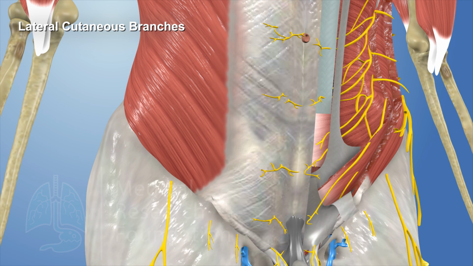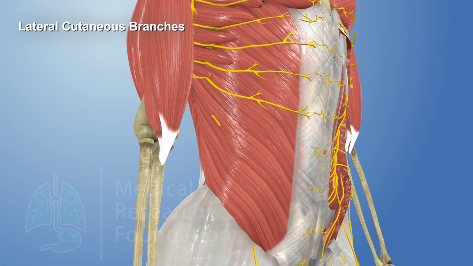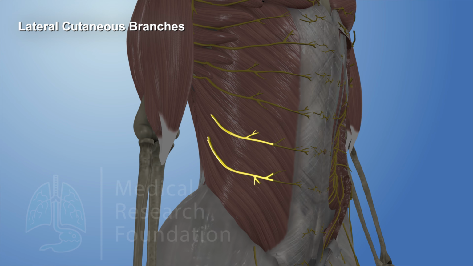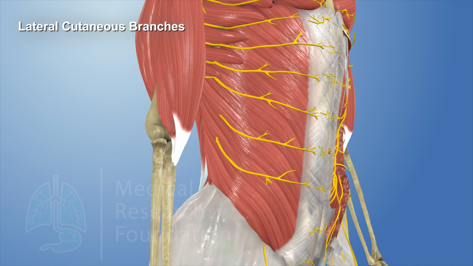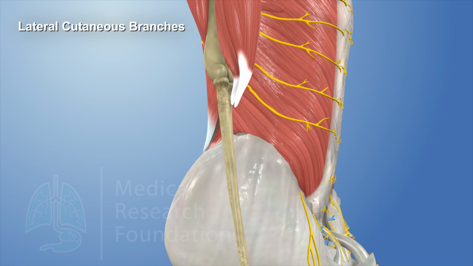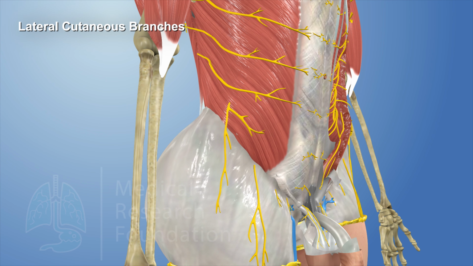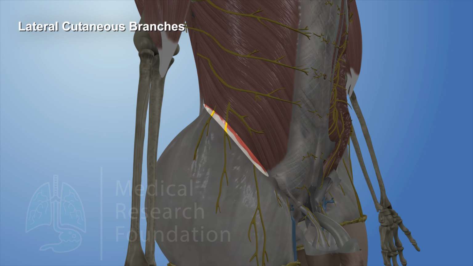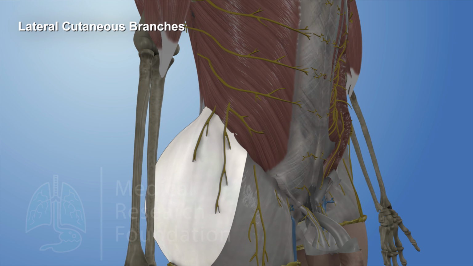The lateral cutaneous branches from the lower 2 intercostal nerves emerge through the external intercostal muscle and divide into a large anterior and small posterior branch to supply the skin. The lateral cutaneous branches of subcostal and iliohypogastric nerves appear close to the iliac crest and descend over it to supply the skin in the upper anterior part of the gluteal region.